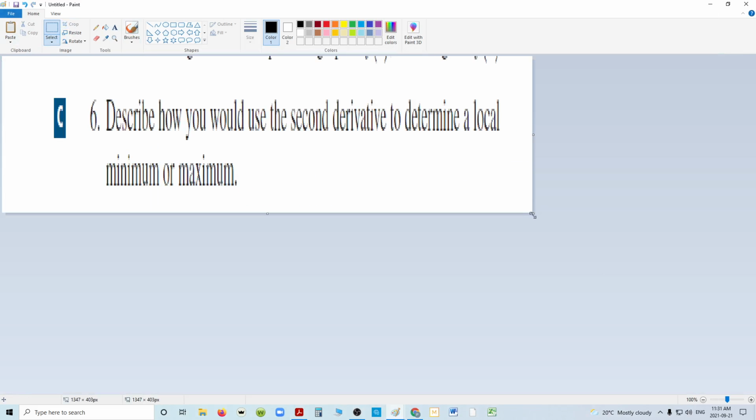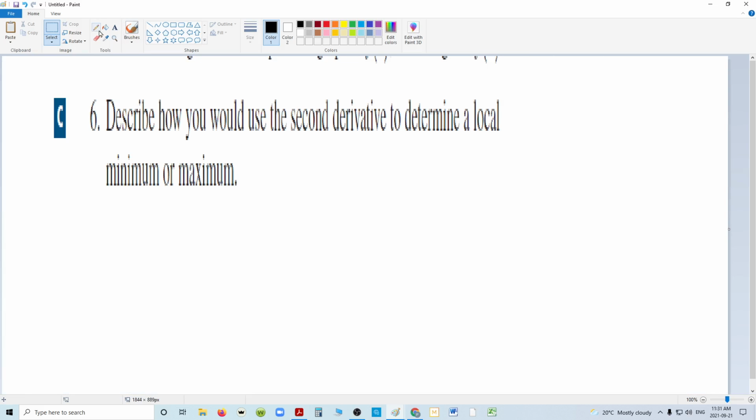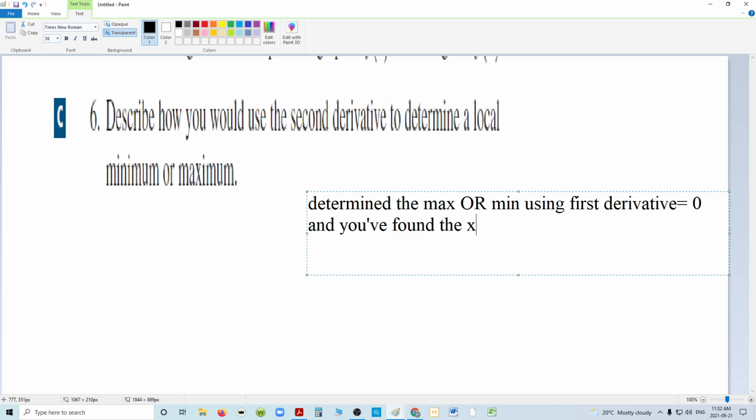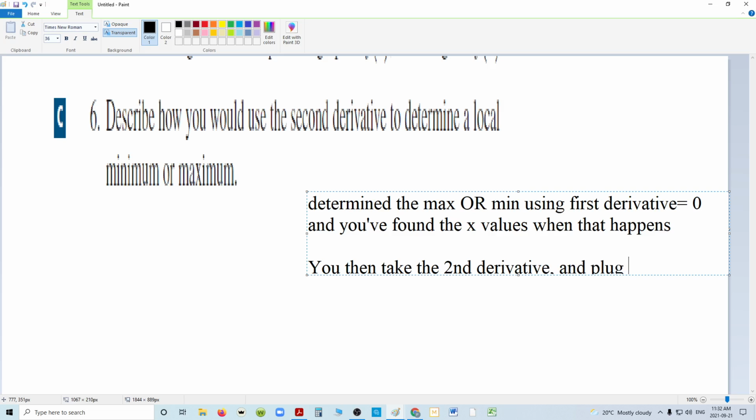How to use the second derivative to determine a local maximum or minimum. So first, you've determined the max or min using the first derivative equaling 0. And you found out the x values when that happens. You then take the second derivative and plug in those x values you found in the first derivative.